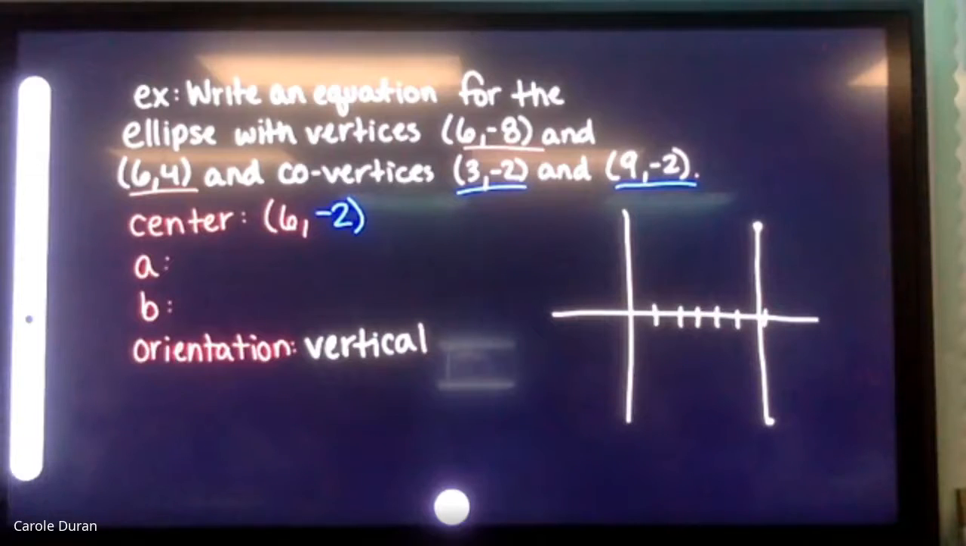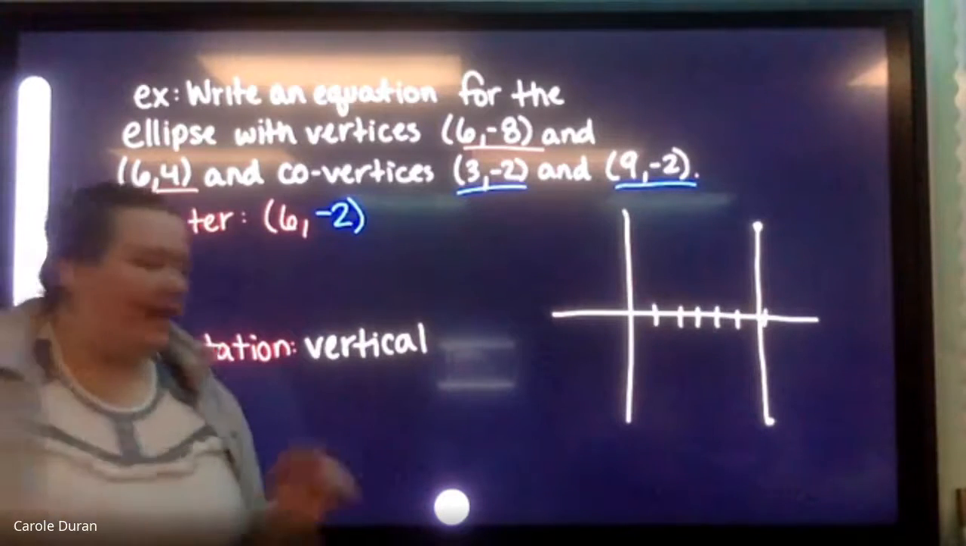Questions so far? Everyone okay with how we determine orientation and the center? Okay, now comes the fun part. How do I find the A and the B? Anybody have an idea? I'm going to show you.